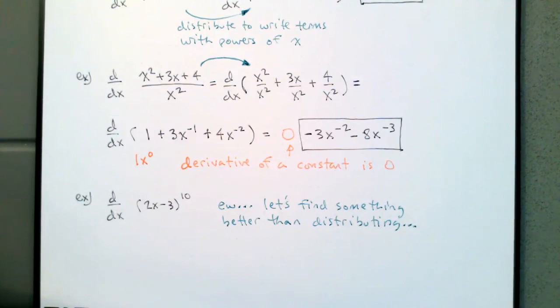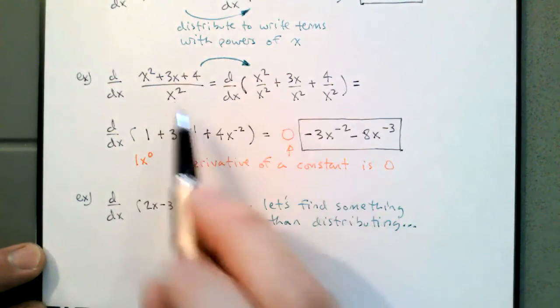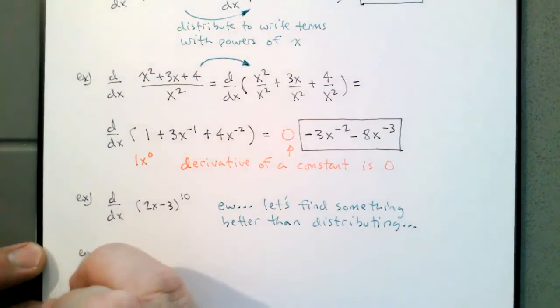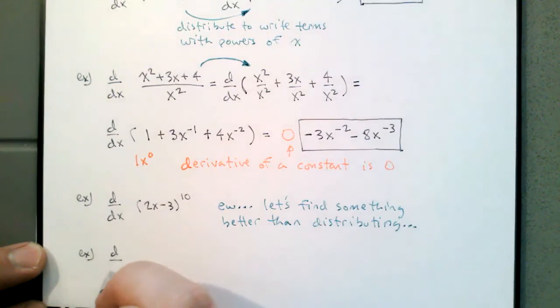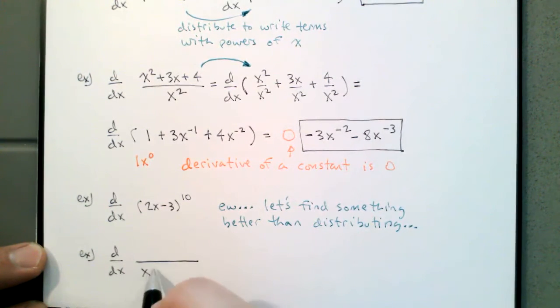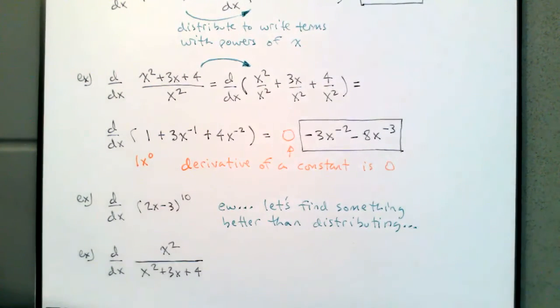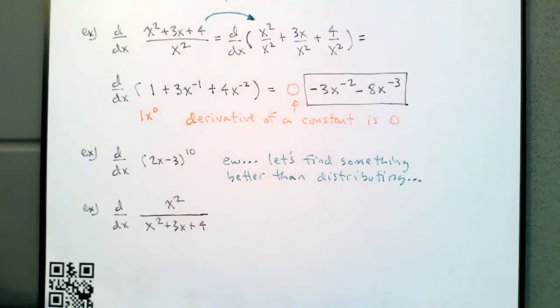And there are some times that the distribution won't help us. So if we have more than one term in the denominator, so for example, or if we just have the reciprocal, we can't just rewrite this function with terms that are powers of x.